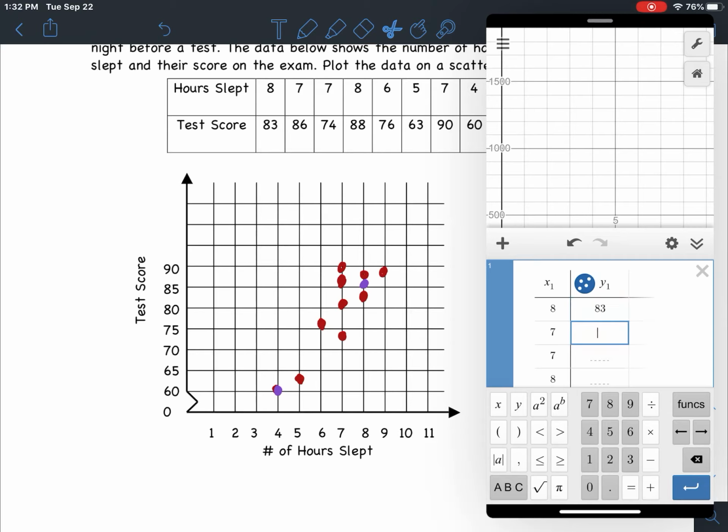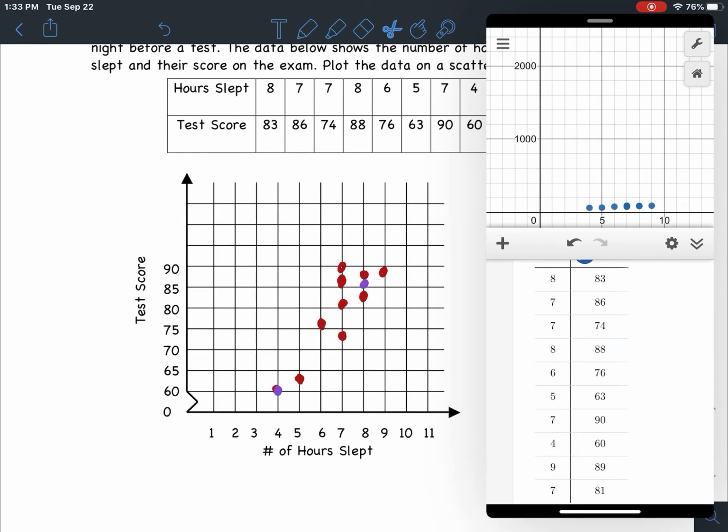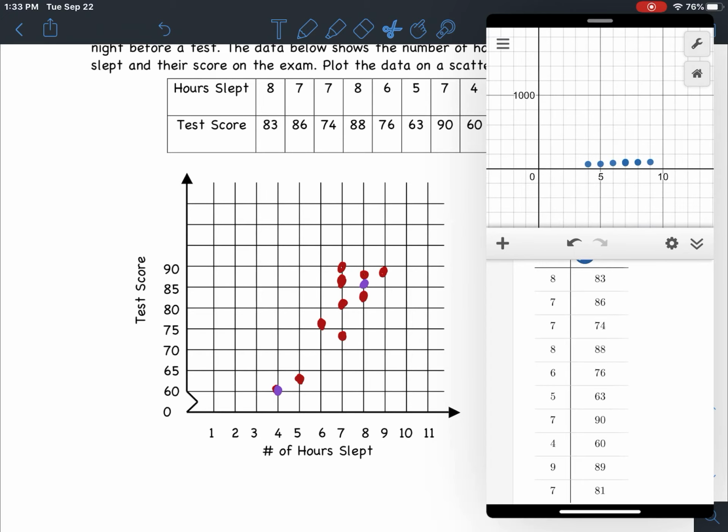Then we have 83, 86, 74, 88, 76, 63, 90, 60, 60, 89, and 81. Okay, perfect. Again, I can't see them. I'm going to hit this.